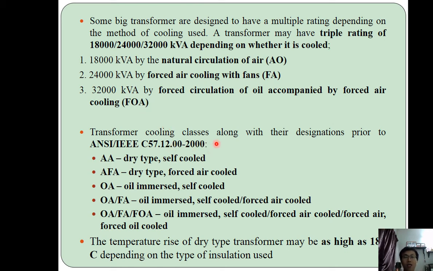Transformer cooling classes along with their designation prior to this standard, C57.12.00. AA type is for dry type self-cool. AFA is for dry type forced air cool. Oil immersed self-cool. Oil immersed self-cool or forced air cool. Oil immersed forced air cool. Forced oil air cool. So different types, different types depend on how big is the transformer. The temperature rise of a dry type transformer may be as high as 180 degrees depending on the type of insulation used.